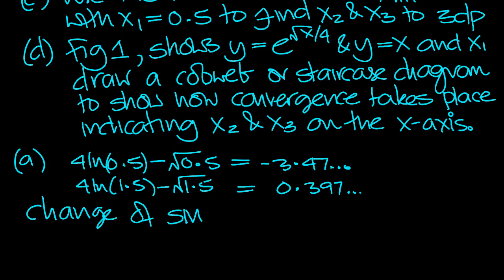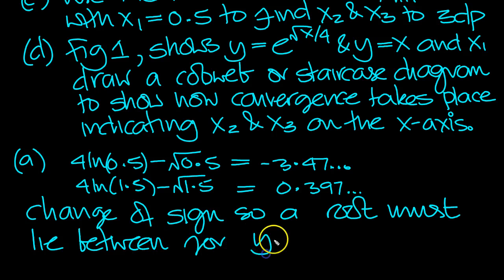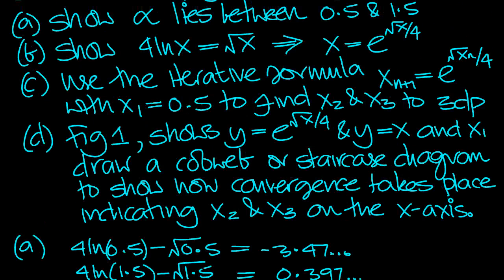Sign. So a root must lie between 0.5 and 1.5, for y equals 4 ln x minus the square root of x. Okay, that's part A done then.